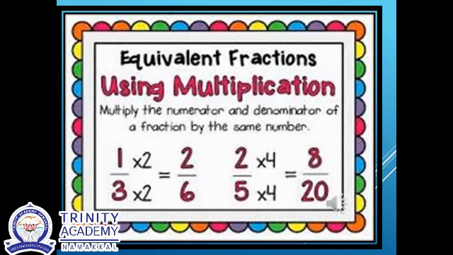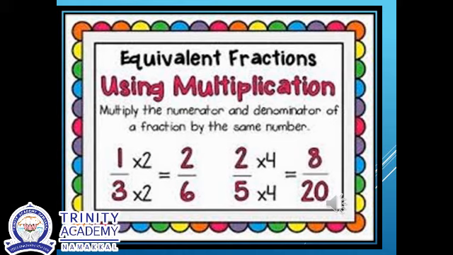For example, consider 1 by 3. This is a fraction. We have to multiply the numerator and denominator by 2. So we will get 2 by 6. 1 2s are 2 in the numerator, divided by 2 3s are 6. So it is an equivalent fraction. So 1 by 3 is equal to 2 by 6.